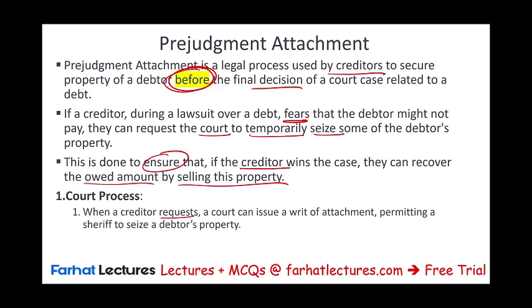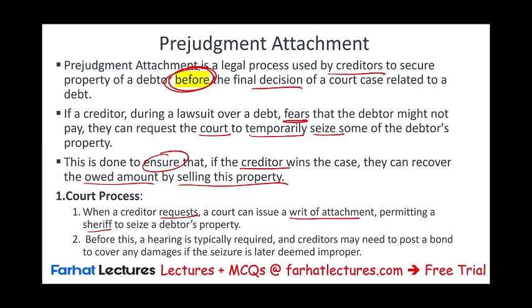When a creditor requests such a prejudgment attachment, a court can issue a writ of attachment permitting a sheriff to seize the debtor's property. And before they do this, there's a hearing, and the creditor will have to show proof that the fear is real, and if they sell this asset, the creditor cannot get their money. And creditors may need to post a bond. They have to put up money to cover any damages if the seizure is later deemed improper.